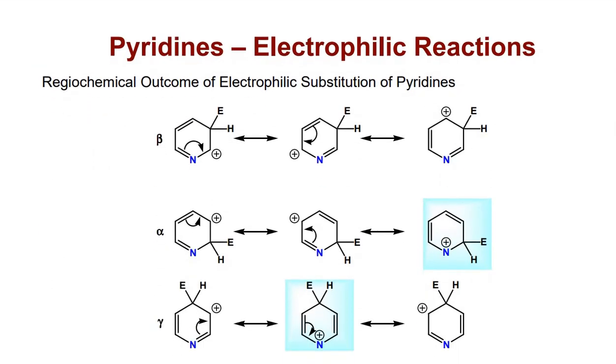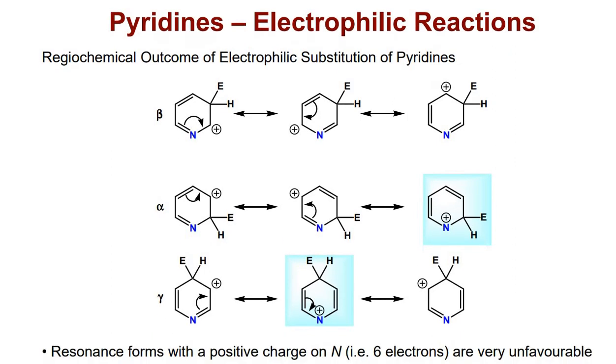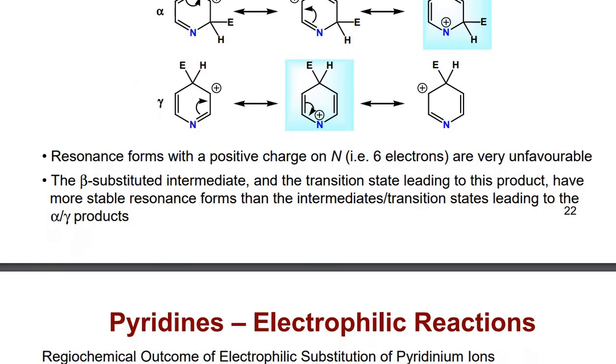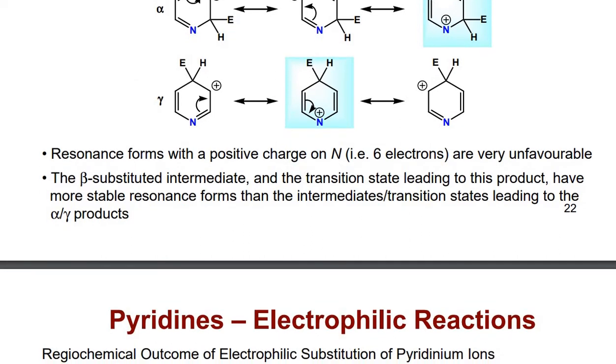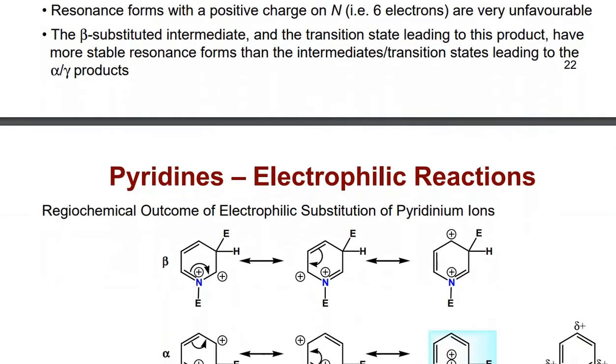Now pyridine's electrophilic reaction. Regiochemical outcome of electrophilic substitution of pyridines. Look at here. The resonance form with positive charge on nitrogen, that is 6 electrons, is very unfavorable. The beta substituted intermediate and the transition state leading to this product have more stable resonance forms than the intermediate and transition state leading to the alpha and gamma products.